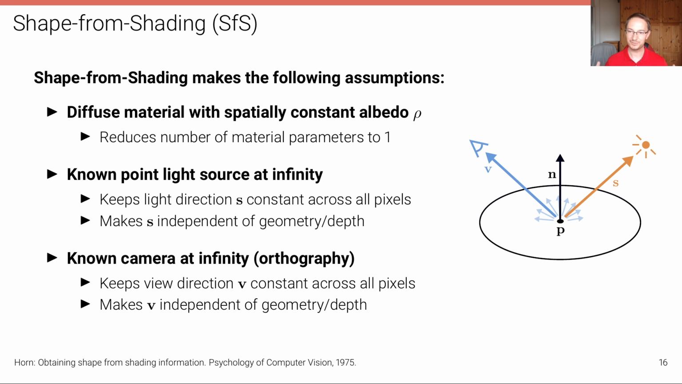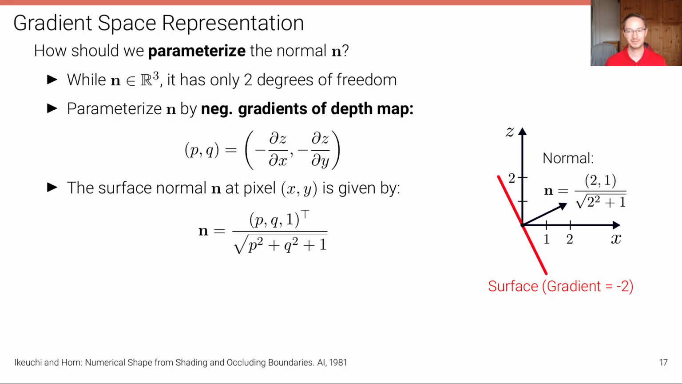There are extensions of this problem to the perspective case, to close point light sources, and to non-diffuse materials, but these are significantly harder problems. So we are focusing on this simple problem now to start with. The first thing that we have to address is how we should actually parameterize the normal n.